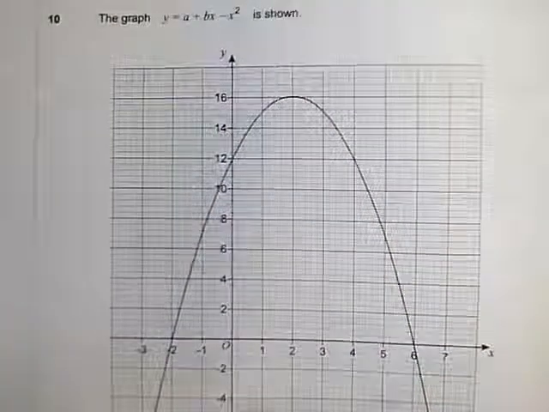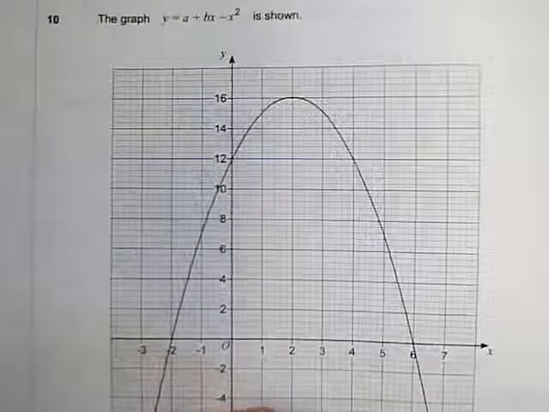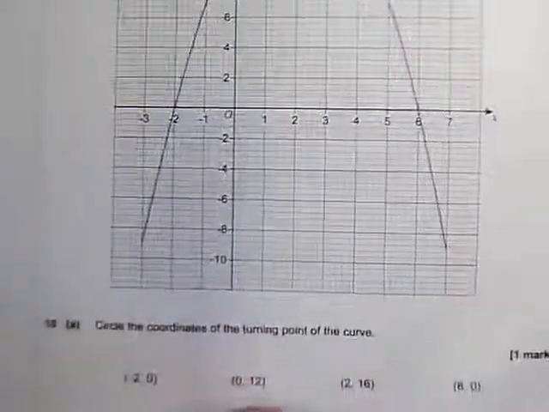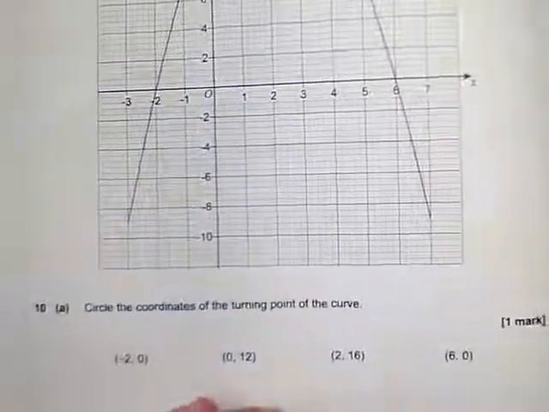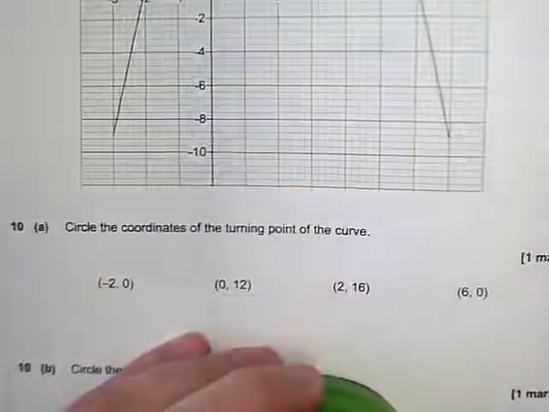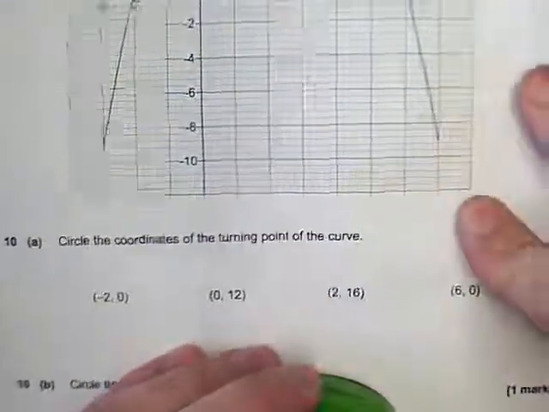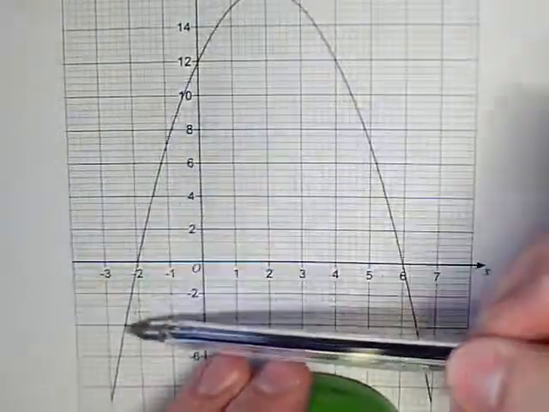Okay, question 10. The graph y equals a plus bx minus x squared is shown. Part A, circle the coordinates of the turning point of the curve. So what we need to know is what the turning point means. The turning point is where the graph starts to turn and change direction.